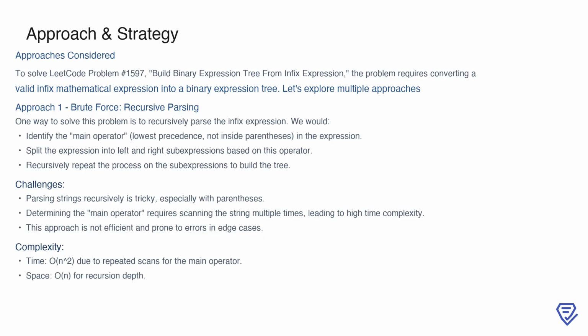The idea here is to identify the main operator in the expression, that's the operator with the lowest precedence that isn't enclosed within parentheses. Once identified, we split the expression into left and right sub-expressions around this operator and recursively apply the same logic to build the tree.